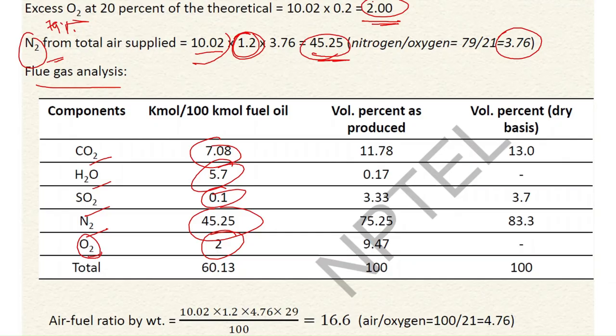As we have calculated here, this is 2 moles of oxygen extra, and total moles are 60.13 moles of flue gas. Now the volume percentage as produced will be calculated as 7.08 by 60.13 into 100, so we will be getting 11.78. Then 5.7 by 60.13 into 100.